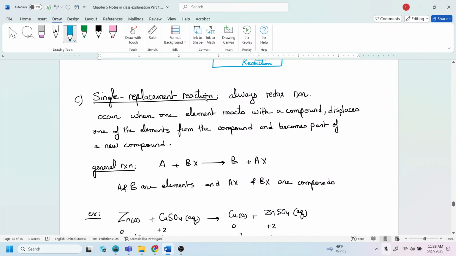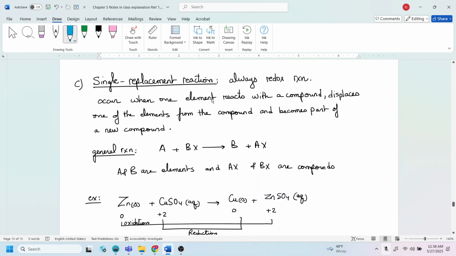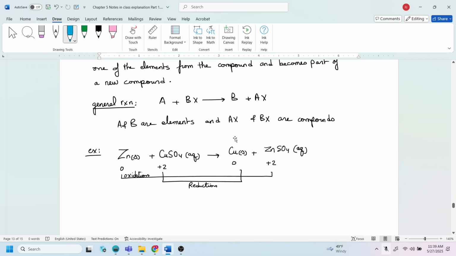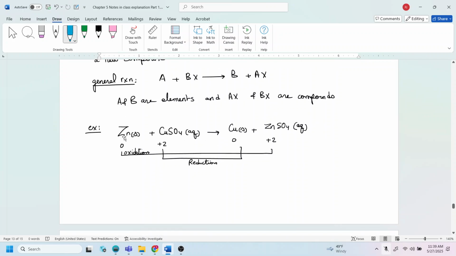Okay. The third type is a single replacement reaction. So a single replacement reaction is always a redox reaction. And it occurs when one element reacts with a compound, displaces one of the elements from the compound, and becomes part of a new compound. So you do A plus BX. So over here, B is being displaced. So B now becomes an element, B, and then you will have an AX. This is called a replacement. It's a single replacement, okay, plus an AX. So A and B now are going to be elements, and A and X are going to be compounds.